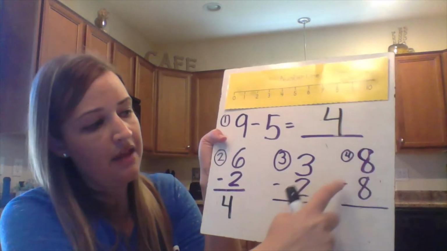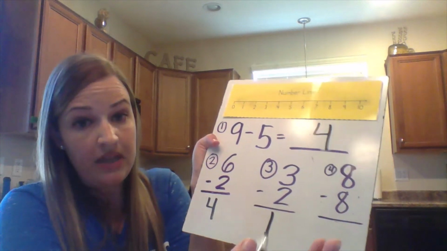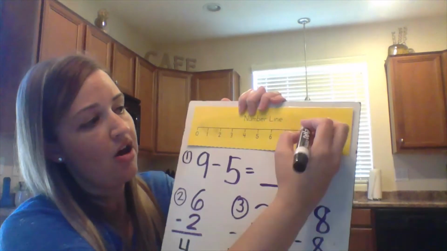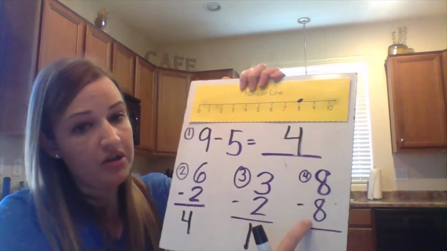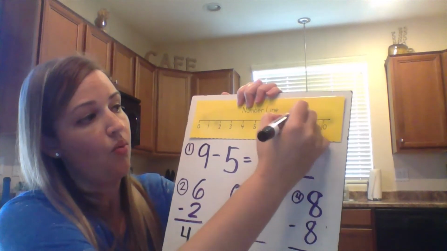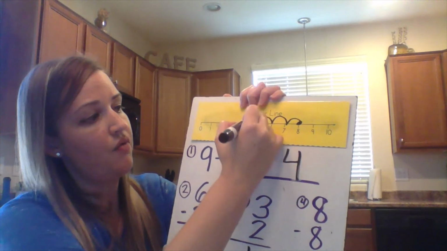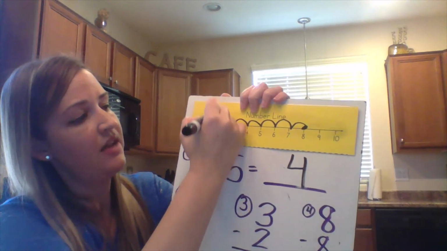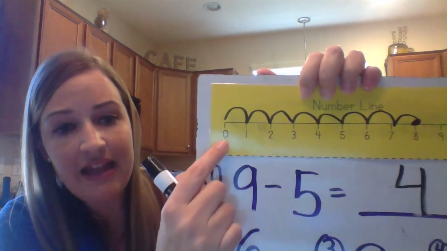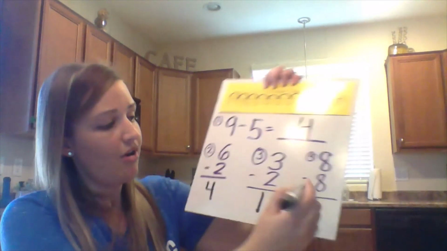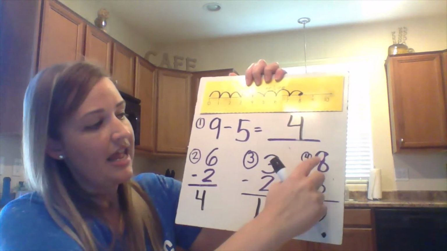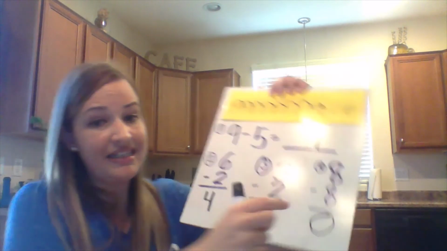Okay, last one. Let me first erase. This one says 8 minus 8 equals blank. So I will start at 8 on my number line, hopping backwards 8 times. Here I go. 1, 2, 3, 4, 5, 6, 7, 8. Whoa! What did I land on? 0. So this says 8 minus 8 equals 0. Great job. Now you're going to get a chance to try a couple on your own.